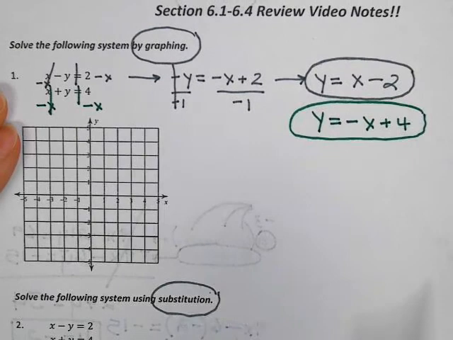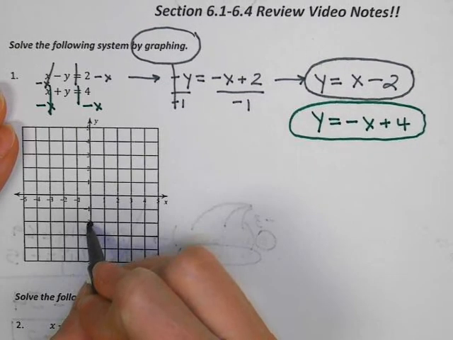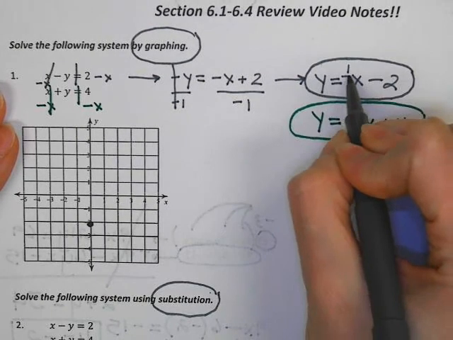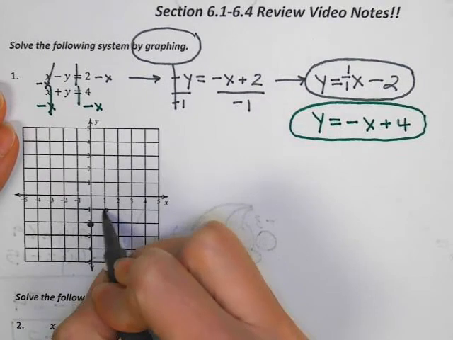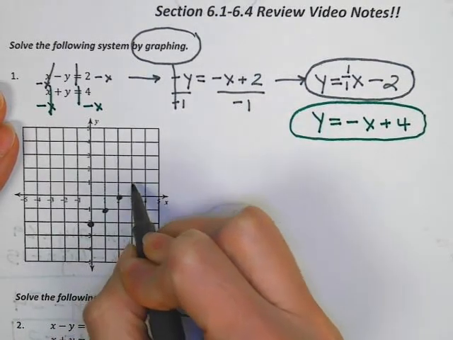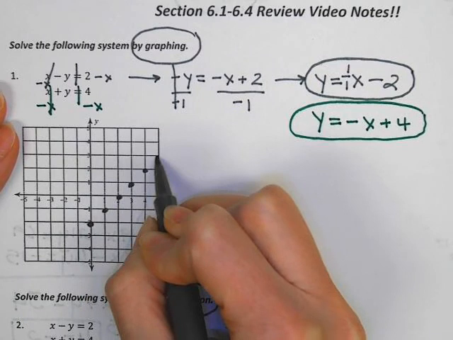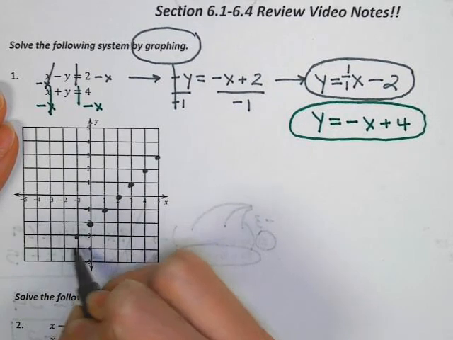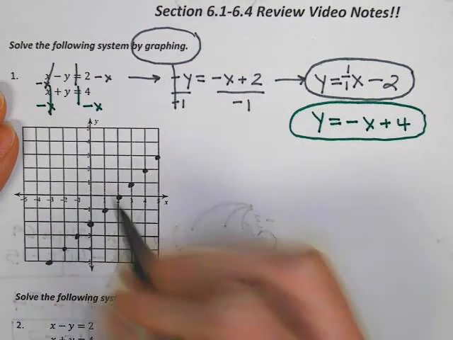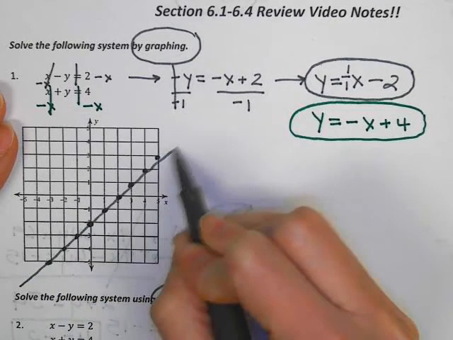So this one we're going to start at negative 2, and then the slope is 1 over 1. So up 1, right 1, and repeat. If I were you guys on the review, I would be doing this on my own and then just check the answer later.